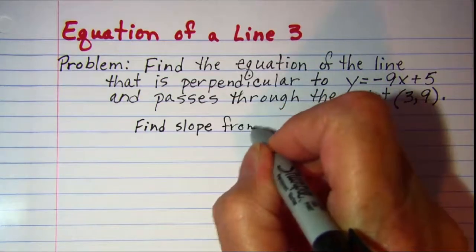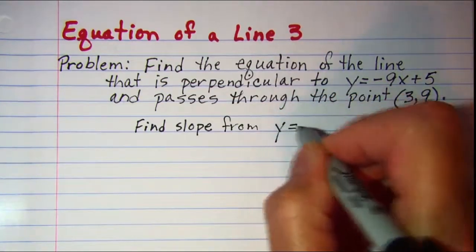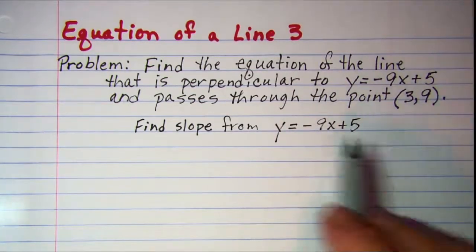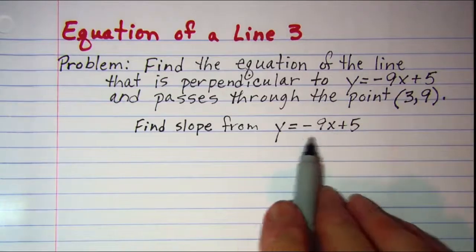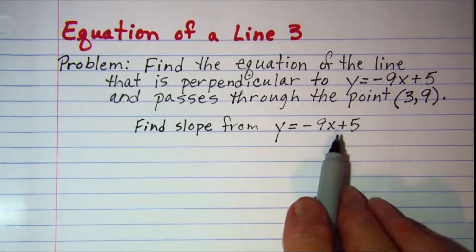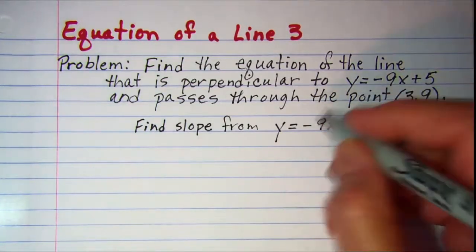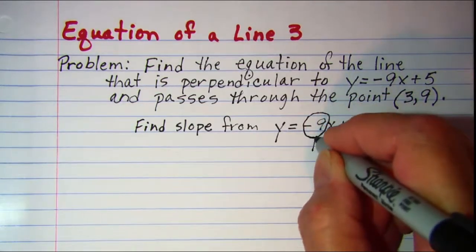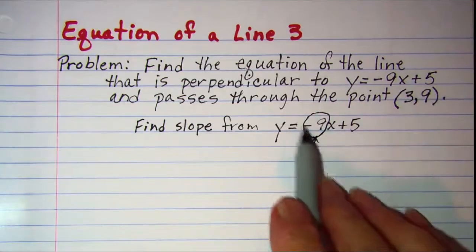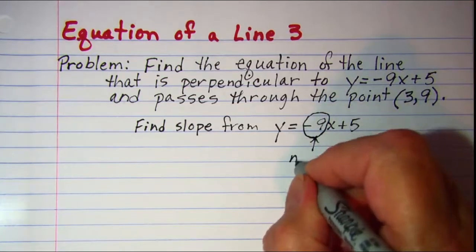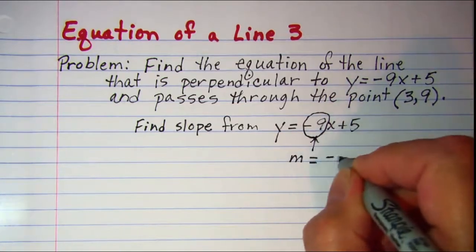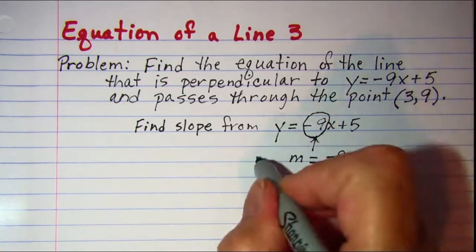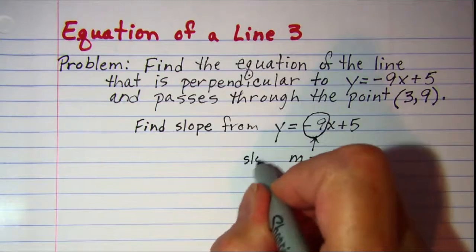So from y equals negative 9x plus 5, this is nice because this is already in slope-intercept form, and we know that our slope is the coefficient of x. So that value right there, the negative 9, tells us that our slope is negative 9. And m is the letter that we use to represent slope.